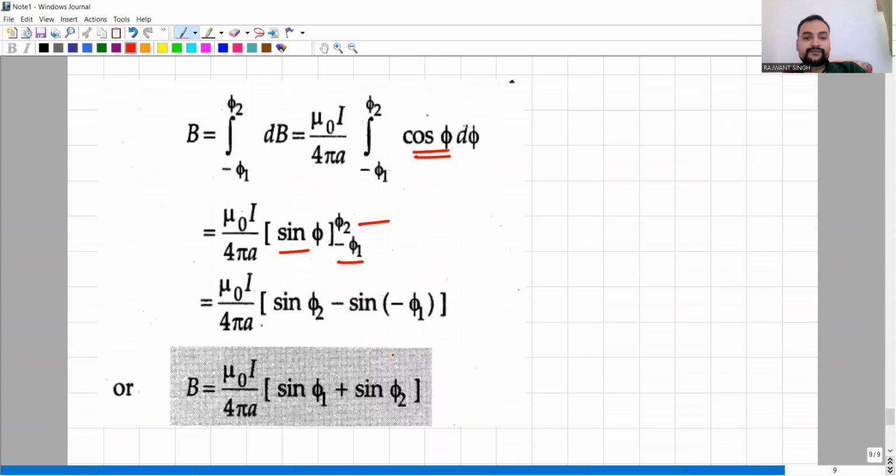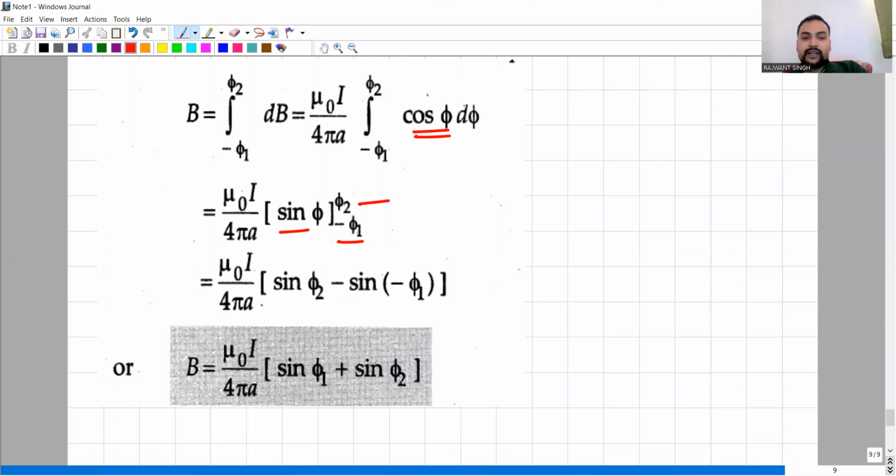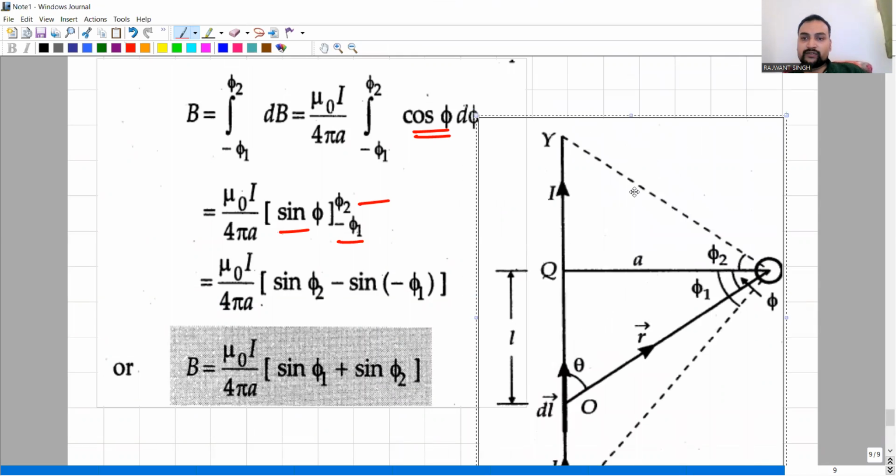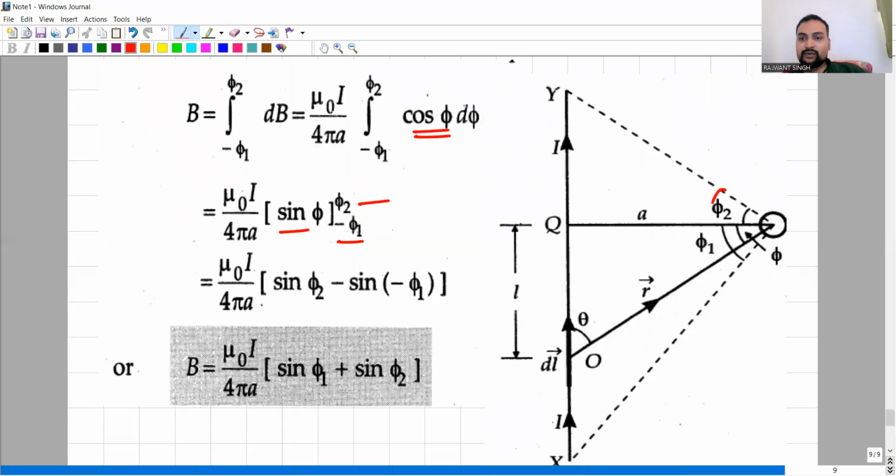Then you integrate this from minus phi 1 to phi 2, and that gives your final value. Now think about phi 1 and phi 2. Phi 1 and phi 2 were originally the two angles made from the point P to the two ends of the wire, isn't it? Look here: phi 2 is this angle, and phi 1 is this one.